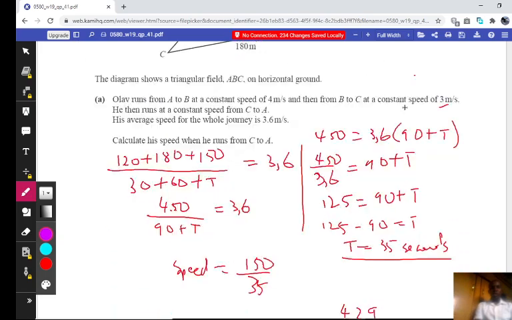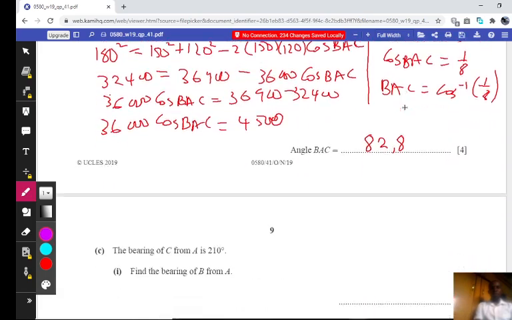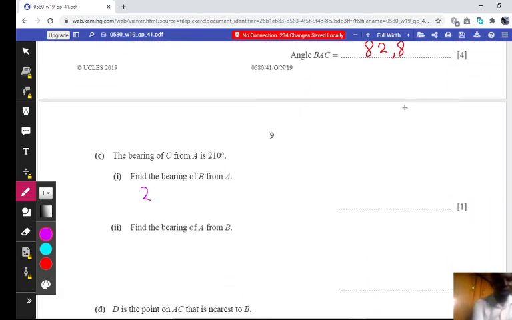So it's 210 minus 82.8. Let me go down here. 210 minus 82.8. Right, what do you get? 127 degrees. 127.1. 0.2 actually. To one decimal place it is 127.2 degrees.